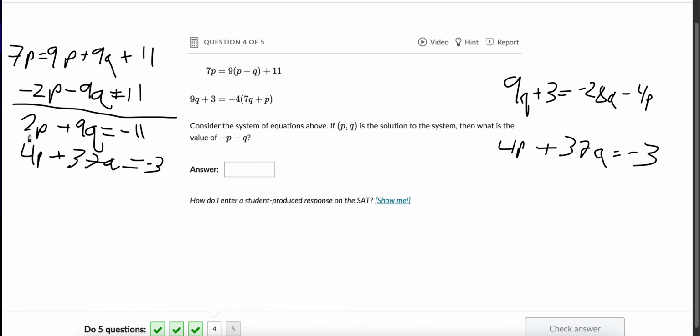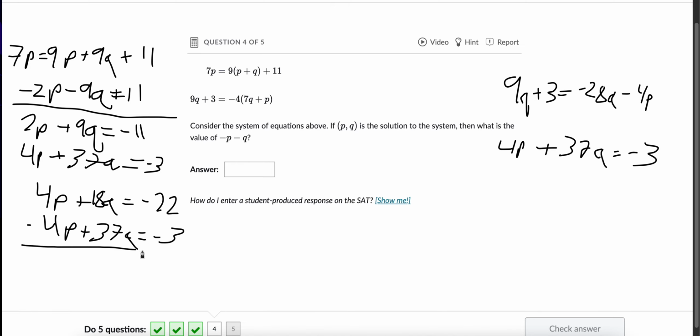Now what we're going to do is multiply the top equation by 2 because we want to get a common coefficient for p. If we multiply both sides by 2, we get 4p plus 18q equals negative 22, because we multiplied everything by 2. And our bottom stays the same: 4p plus 37q equals negative 3.